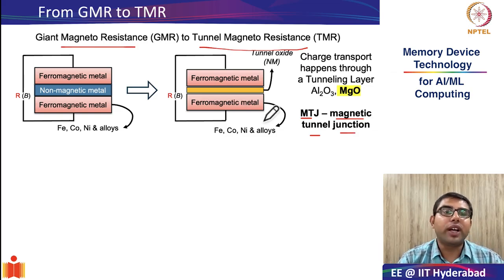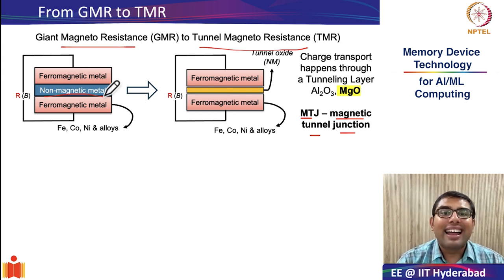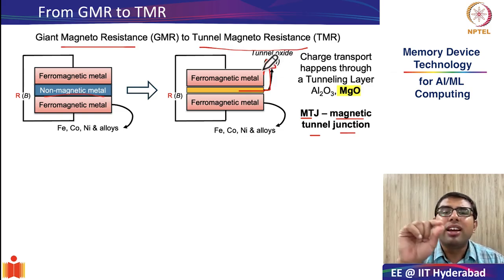As you can see in this figure, there is not much difference between a magnetic tunnel junction, which shows TMR, versus the device which was showing giant magnetoresistance. All you have done is replace the non-magnetic metal which was sandwiched between the two ferromagnetic layers with a non-magnetic tunneling oxide. And this tunneling oxide is generally made very, very thin, 2 to 3 nanometers.